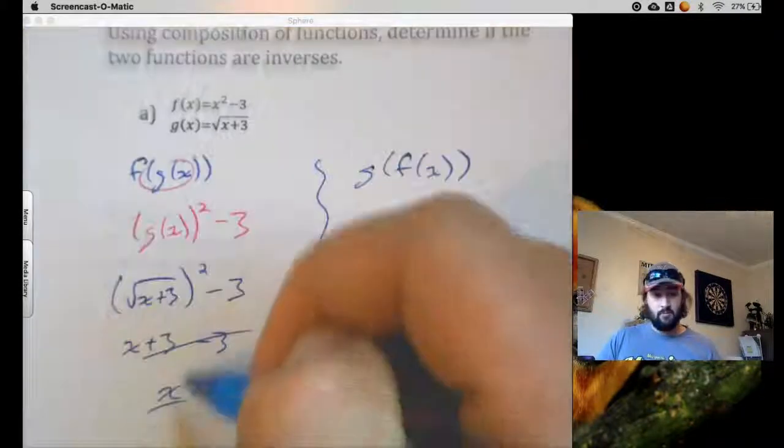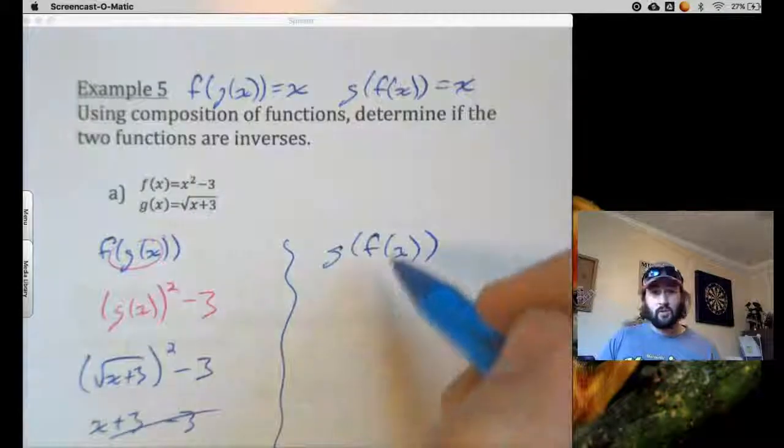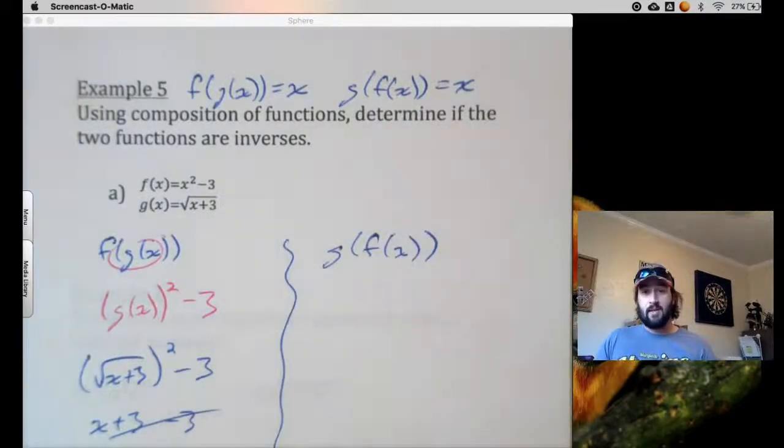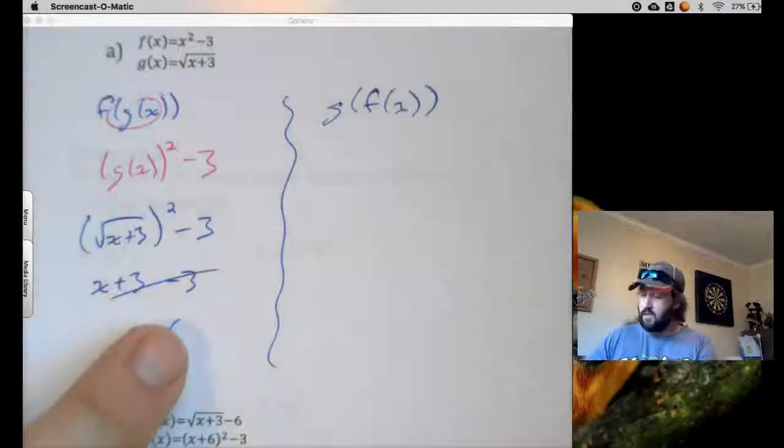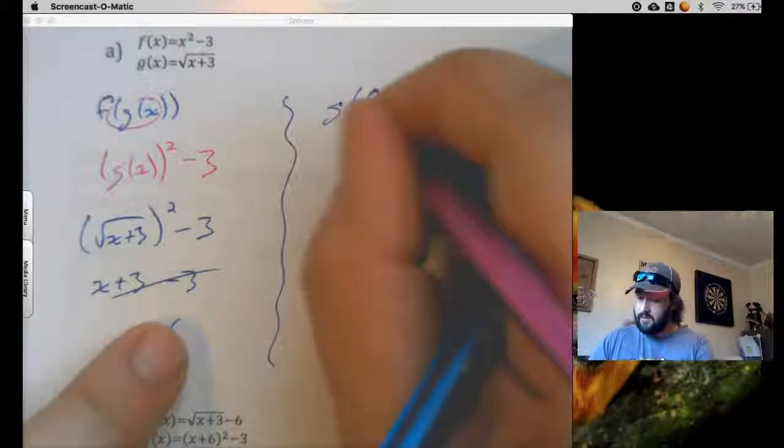It is, right? We got x. So now let's make sure that g of f of x is x. You have to check both ways to make sure that this actually works. All right? So doing the same sort of thing, going to g and substituting f of x.